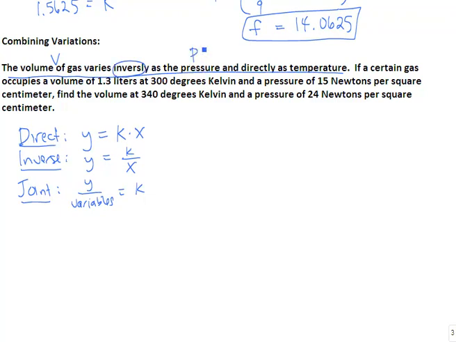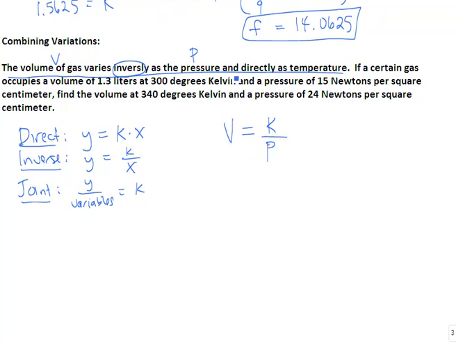So let's just stop right there. If we know that the volume varies inversely as the pressure, then the volume came first, so that goes on the left side of your equals. And for an inverse variation, we have K on top, and the pressure P would be underneath it. So there's our inverse variation.